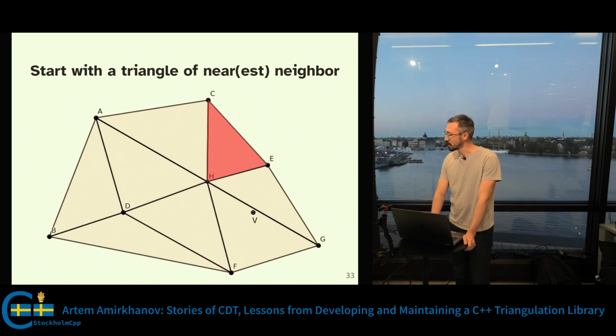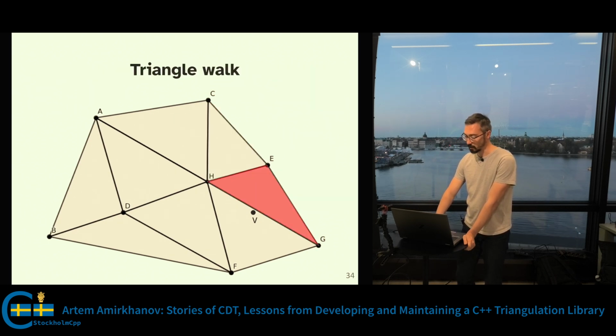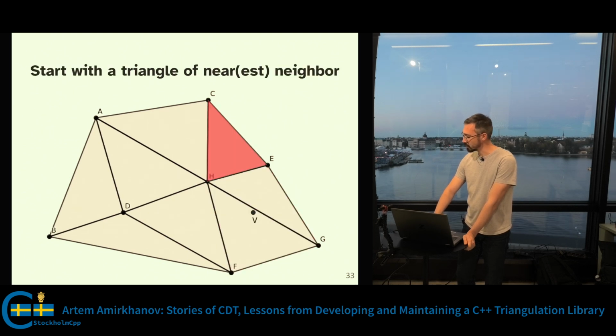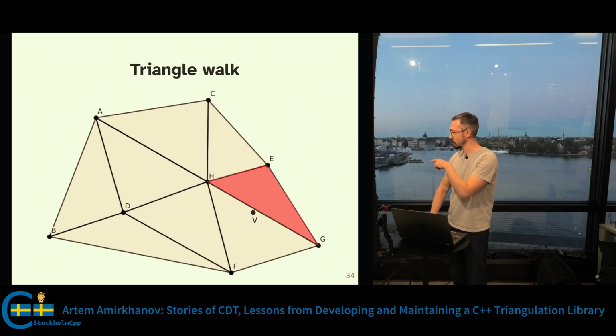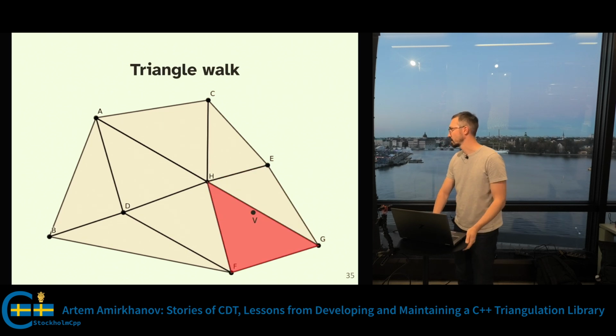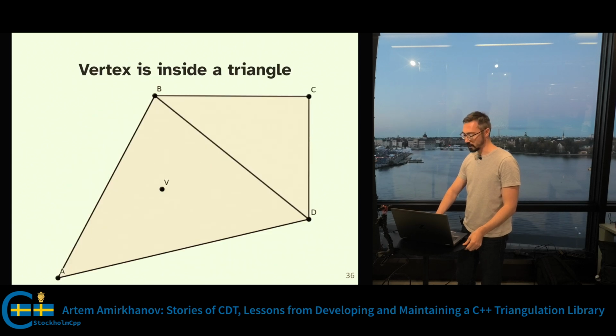You pick a triangle that's adjacent to this vertex, and then you do something called a triangle walk. The way this triangle walk works is that it checks the edges, and in that case, the point V is on the other side of HE. That means you go to the neighboring triangle, which is HEG. Then you check again. Point V is on the other side of HG, so you do one more step. And that happens to be the triangle containing the vertex. You found it.